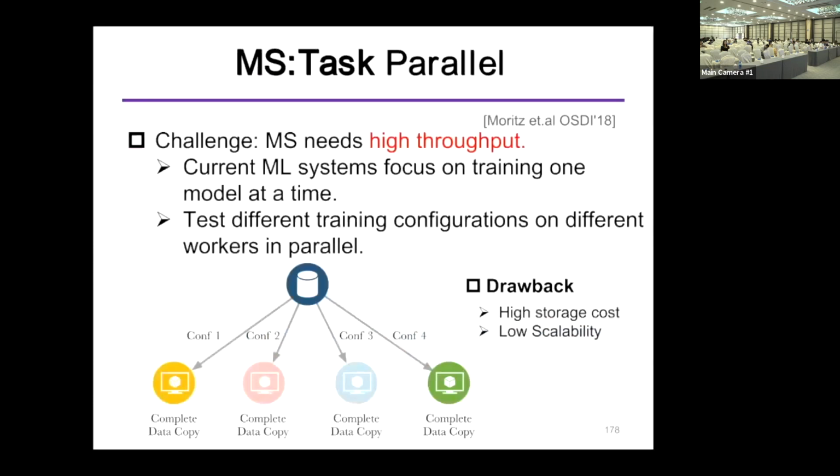The first is task parallel. The challenge is that model selection needs high throughput. Current machine learning systems focus on training one model at a time. So this method tests different training configurations on different workers in parallel. The key idea is they copy their data to multiple workers and run different configurations in parallel. The drawback is apparently that it needs high storage cost, so the scalability is low.